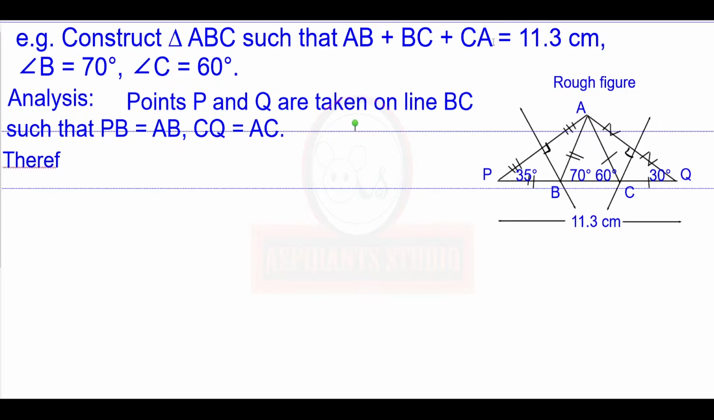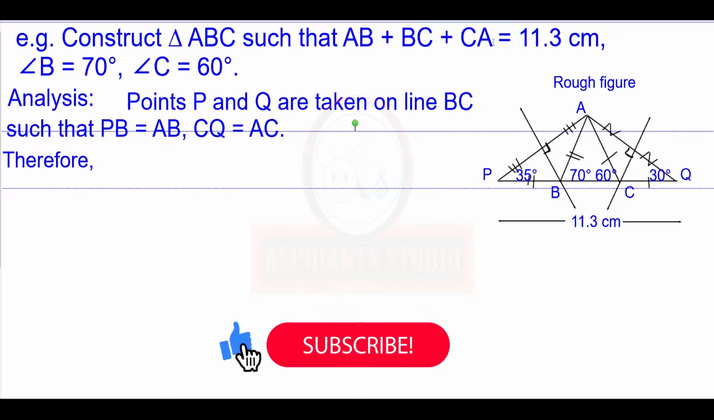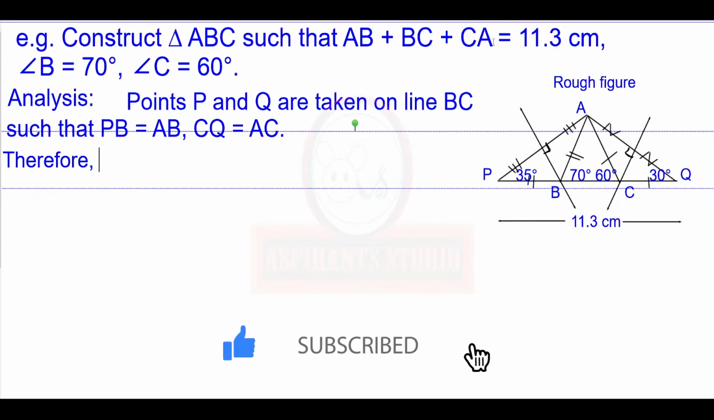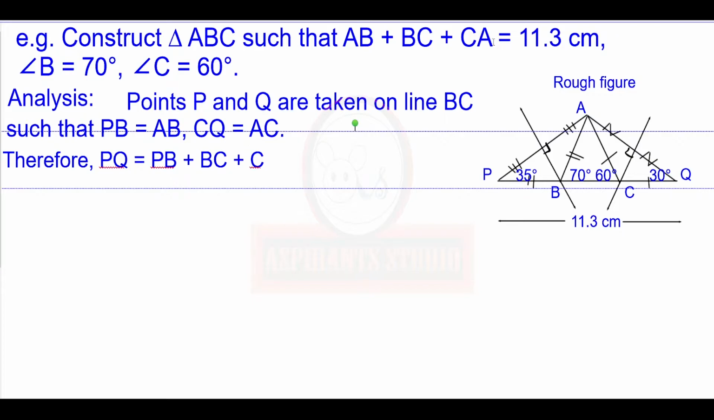Perimeter of the triangle is AB plus BC plus CA. So, perimeter of triangle ABC is given as 11.3 centimeters. We are taking this perimeter as PQ. PQ is a segment which is denoting AB plus BC plus CA. So, we are taking PQ as 11.3 centimeters, that is otherwise the perimeter of triangle ABC.